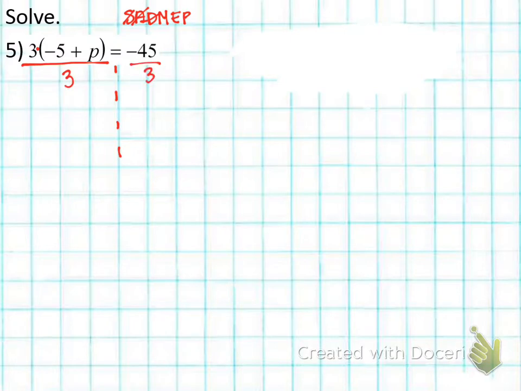Okay, so we're going to divide by 3 first. 3 and 3 cancels out, leaving negative 5 plus p is equal to... What's negative 45 divided by 3? Negative 15. Okay? Keep going. This one's all by yourself now. Let's finish this off. You have negative 5 plus p is equal to negative 15. Go.